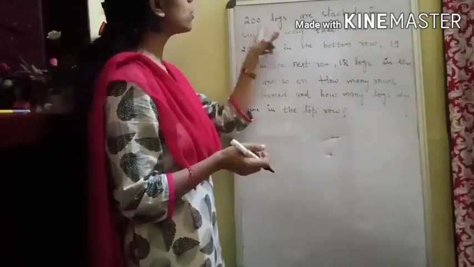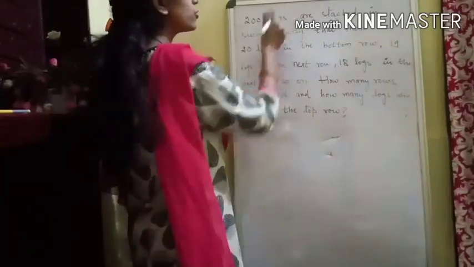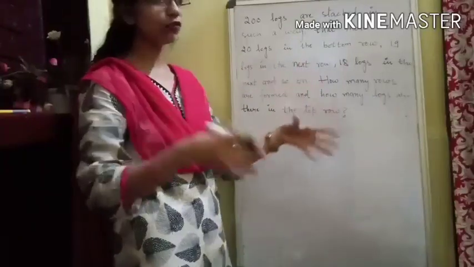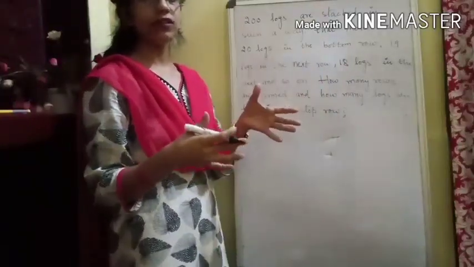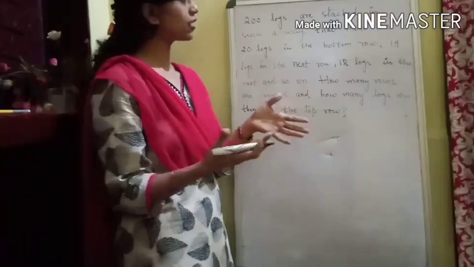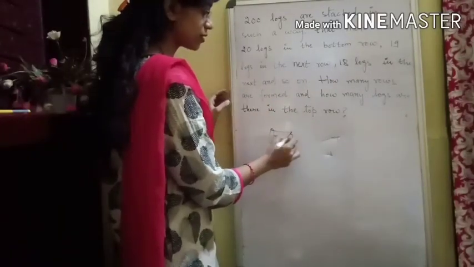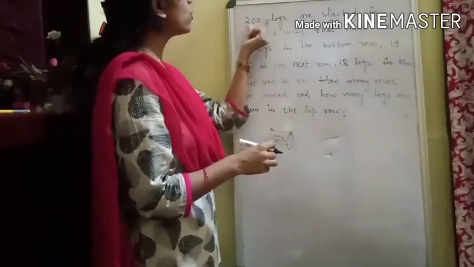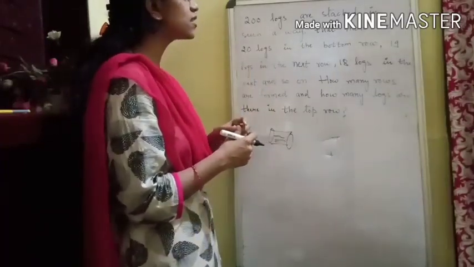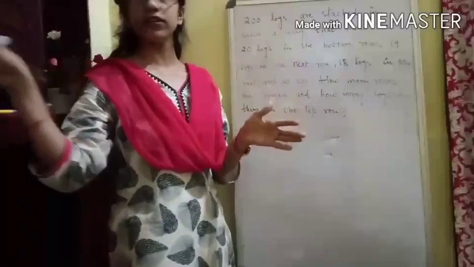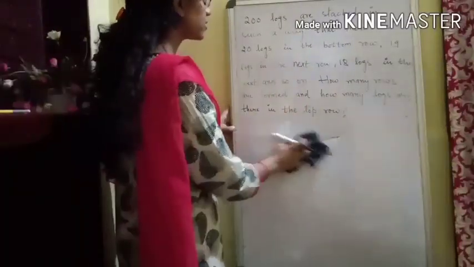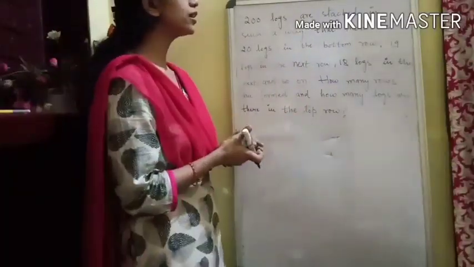Now here, 200 logs. Logs are the pieces of wood people cut and use. So a log is a piece of wood. 200 logs are stacked in such a way that there are 20 logs in the bottom row.